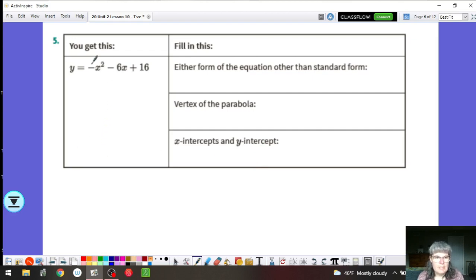But you'll notice that this has a negative a value, a negative x squared. So the first thing I'm going to do is factor out that negative. So I'm taking the distributive property backwards. That will make x squared positive, 6x positive, and 16 negative. And then I can use an area model.